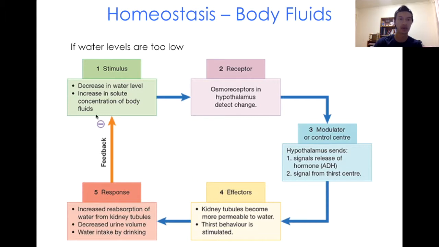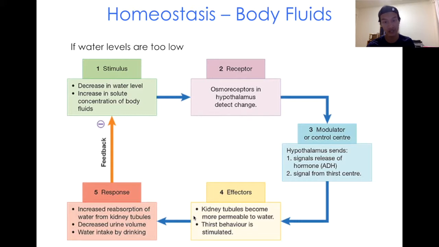So if you have a decrease in water level or an increase in solute concentration of body fluids, that means either you don't drink enough water or you eat food that is really salty. Your osmoreceptors in the hypothalamus will detect some sort of change. Basically, your brain starts to realize, oh no, water levels have decreased or salt levels have increased. Then that receptor response is sent to your hypothalamus, and your hypothalamus then releases ADH, and it also signals the thirst center in your brain, which stimulates your body to become thirsty, right? And that is the effector.